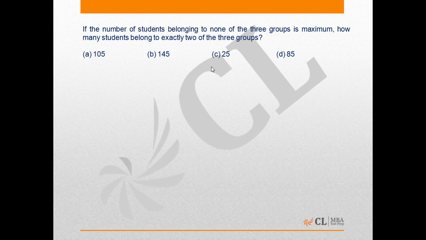Moving to the last question of this set, here it is given that the number of students belonging to none of the three groups is maximum. How many students belong to exactly two of the three groups? Here the number of students belonging to none of the three groups is 300 minus 100 plus X, which we calculated for question number first as well. And it is given that this quantity is maximum, which means 200 minus X is maximum, and this will be maximum only when X is minimum and minimum possible value of X is 20.